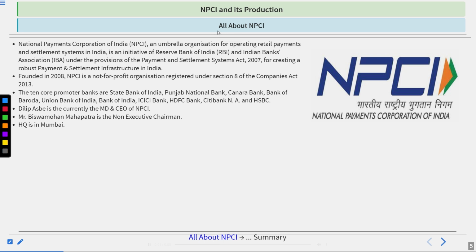Now, first is all about the NPCI. NPCI stands for the National Payments Corporation of India. It is an umbrella organization for operating the retail payments and settlement systems in India. Whatever retail payments and settlement systems we use, all of these come under the umbrella organization of NPCI, which is actually an initiative of the Reserve Bank of India and the Indian Banks Association.